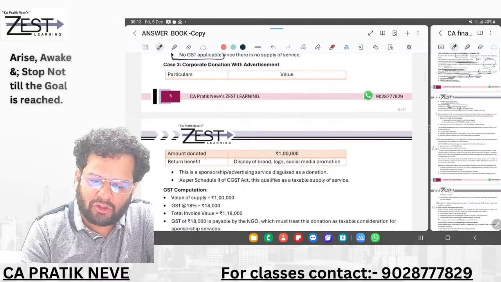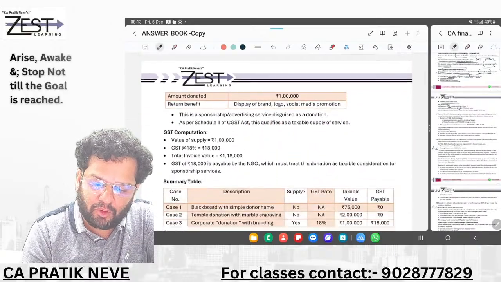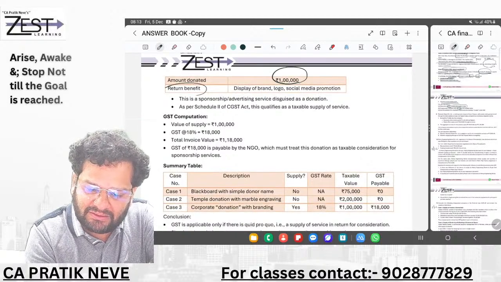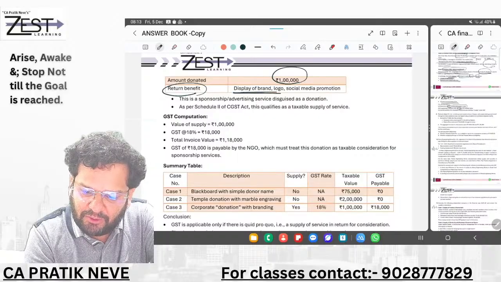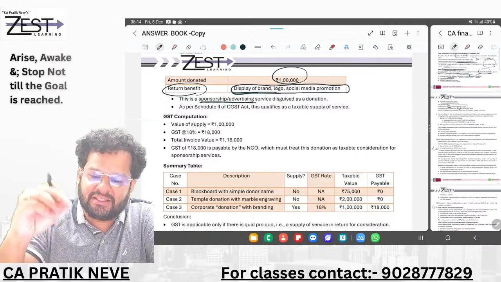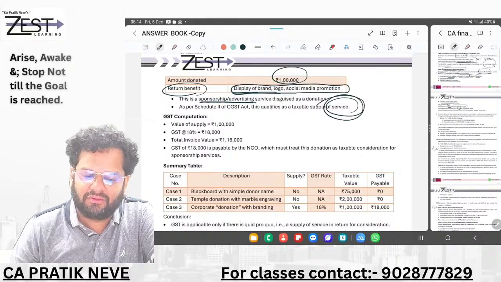Okay, and corporate donation with advertisement, that is the point. So there will be GST on this 1 lakh. The return benefit is display of brand, logo, social media promotion. So this is a sponsorship or advertising service, which is just disguised as donation. So it will be supply of service.